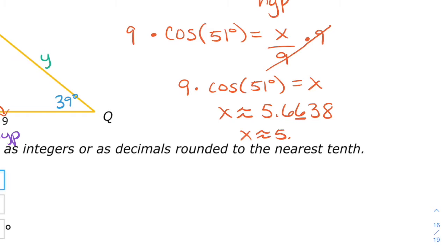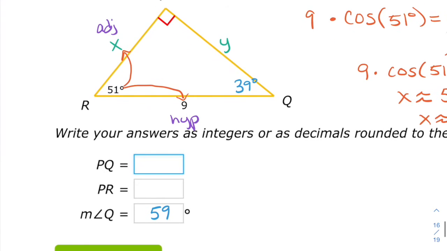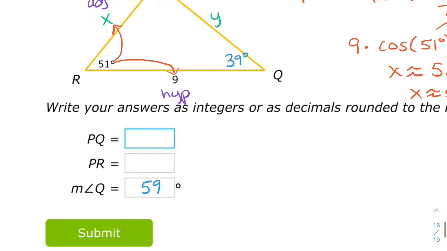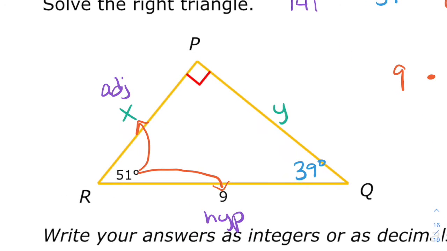So x approximately equals, oh sorry, 5.7. What is x? X is PR. So PR is 5.7 because I used a variable for PR to make it a little bit easier.